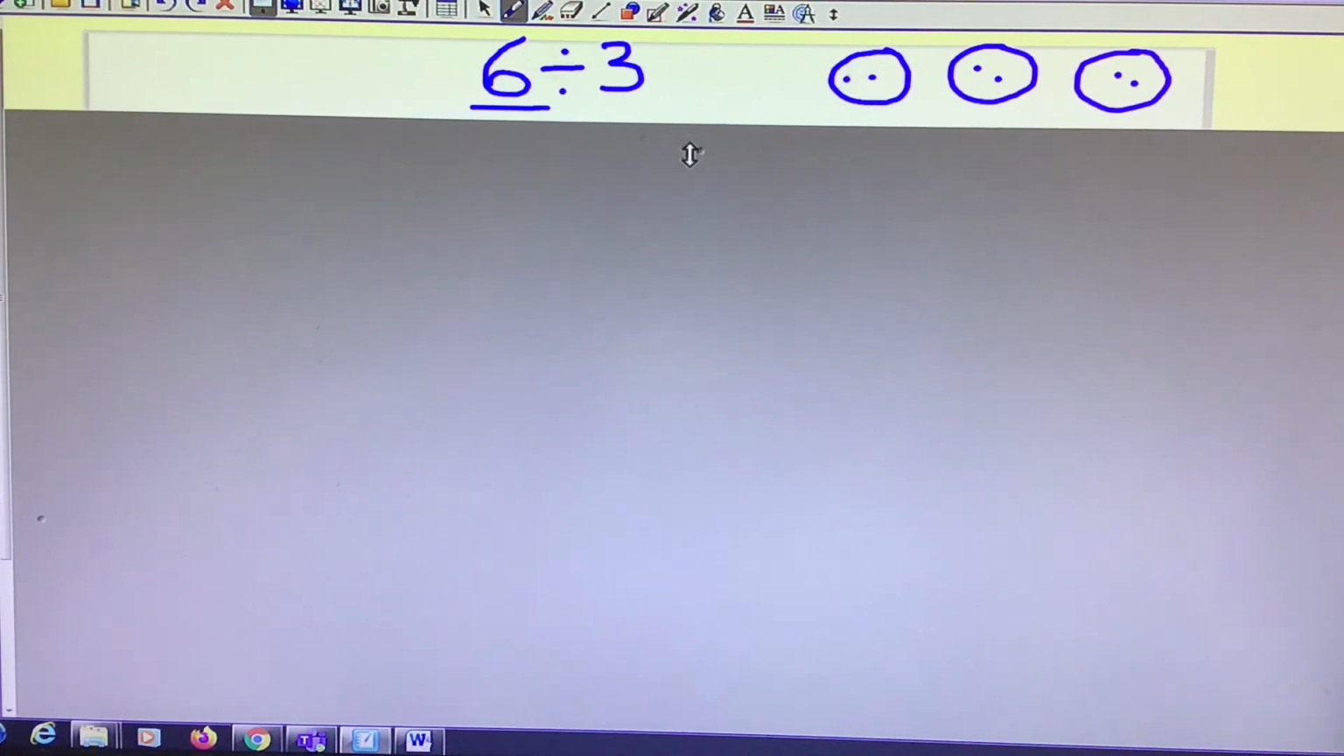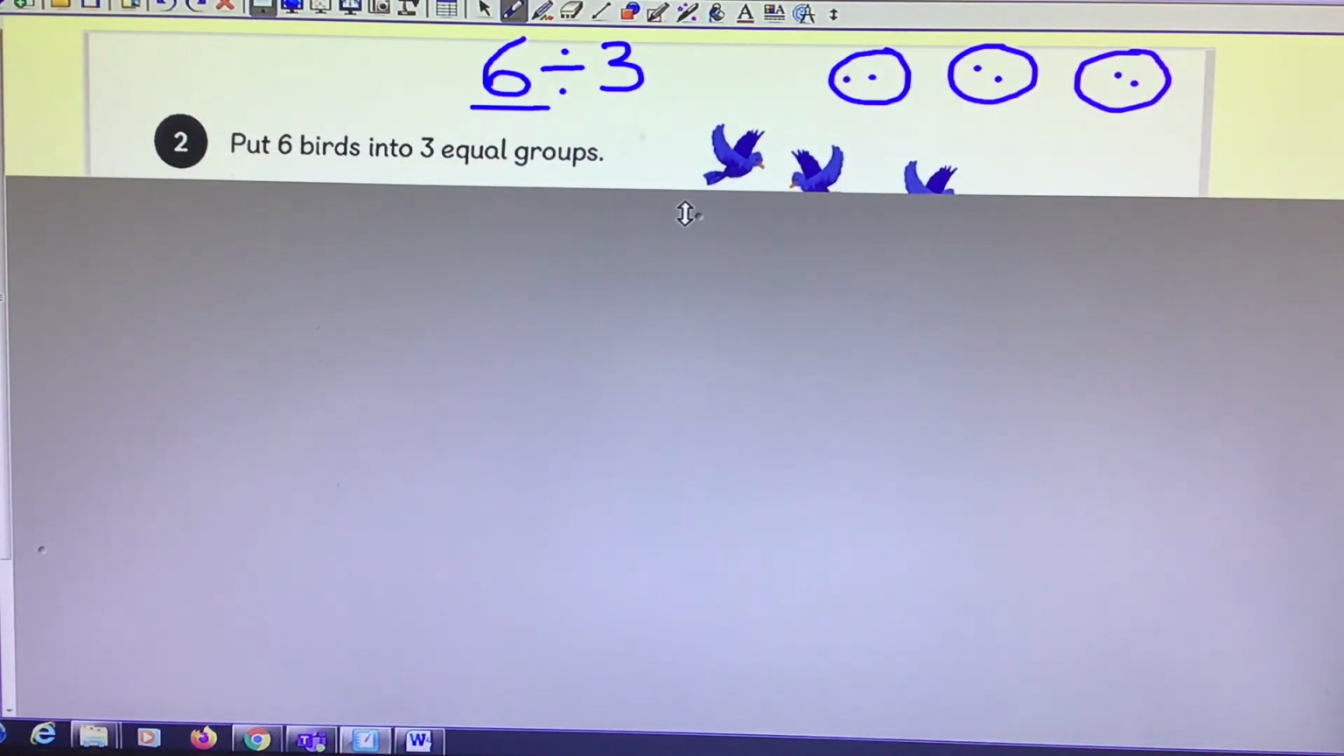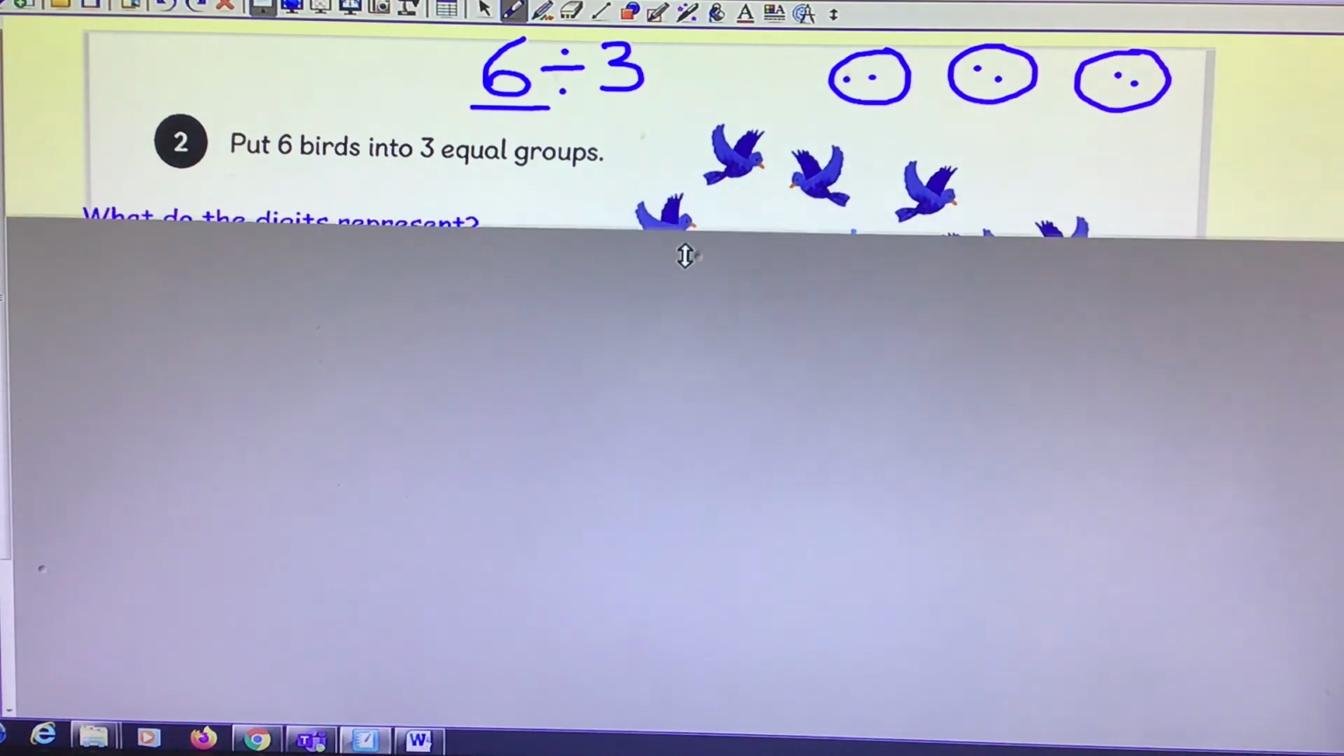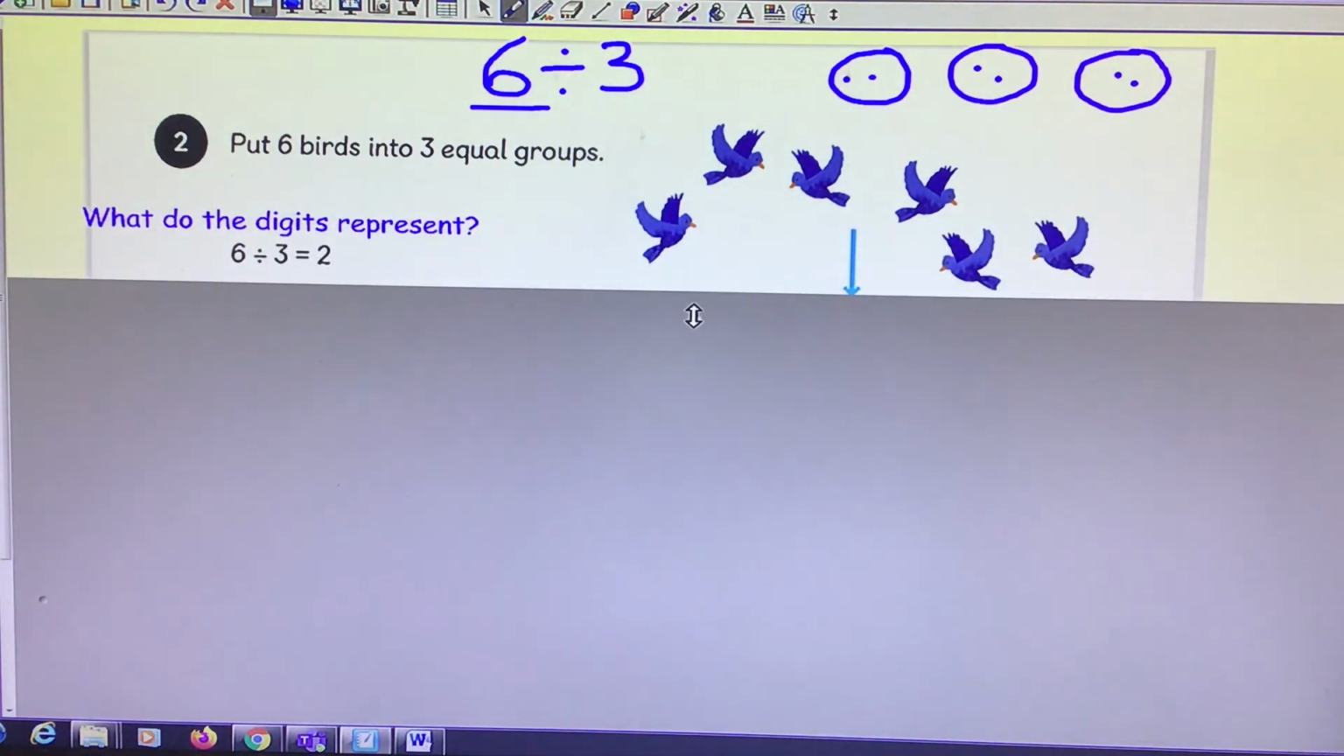Let's see what that looks like from our anchor task. We're going to put 6 birds into 3 equal groups. There are our 6 birds. The equation stays the same. What do the digits represent? This time it's going to be the whole 6 birds. We're going to put them into 3 groups. And those groups will be equal. The answer here is going to tell us how many birds are in each group. So you can see that there are 2 different ways of answering this equation.